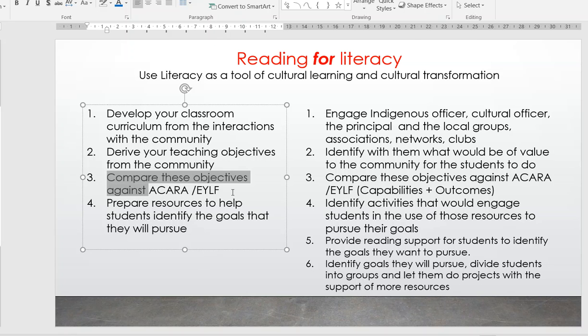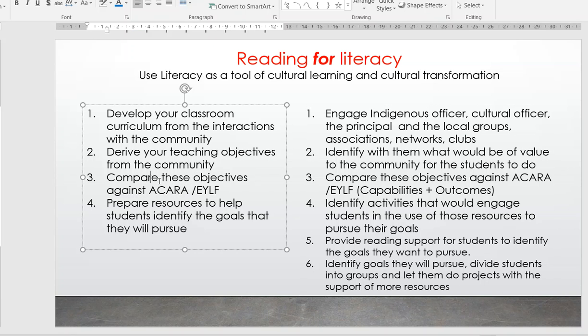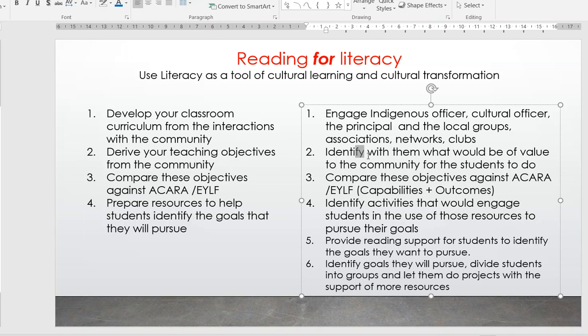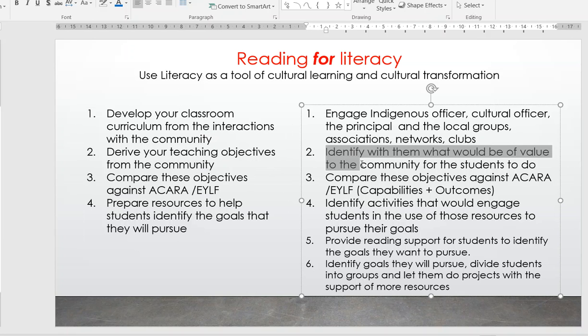So that's what I'm suggesting to you. Go out, meet up with people, have a coffee with them, have a great time, bring them to school, or if you can't bring all the people to the school, bring their needs to the school and engage your students in that. Compare these objectives, right? So you identify the objectives. You have to derive your objectives from the community. So you went out, you identified what they need. Say, for example, this is for older children; younger children can do the same, right?